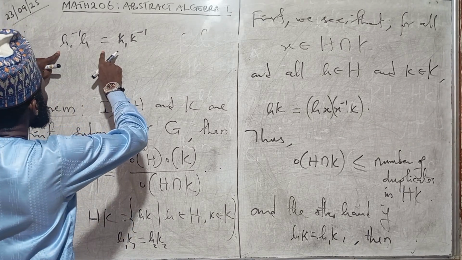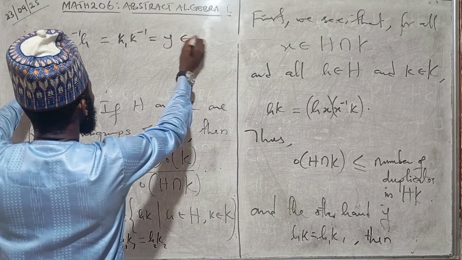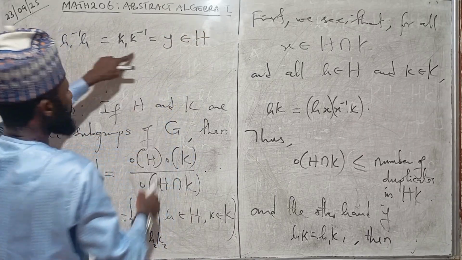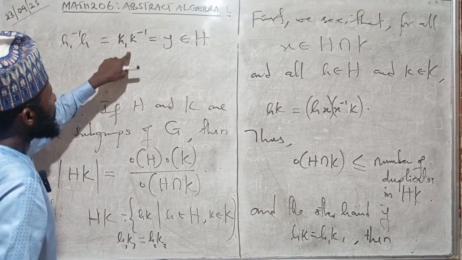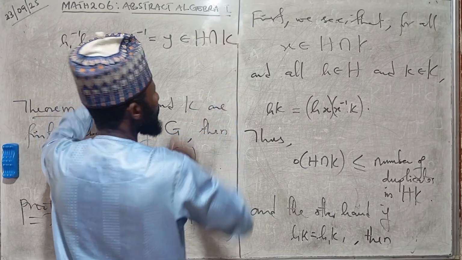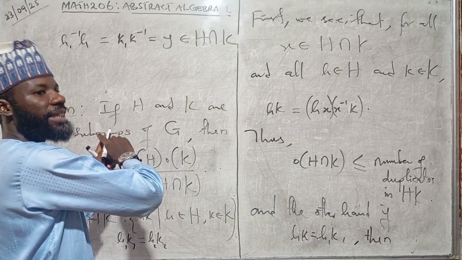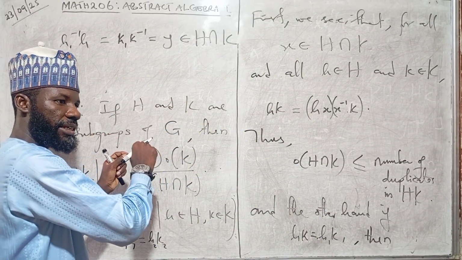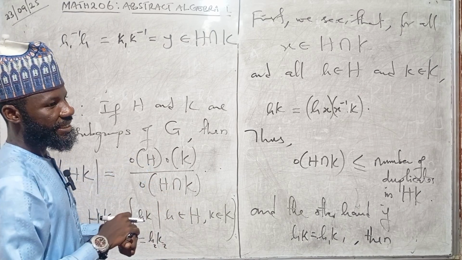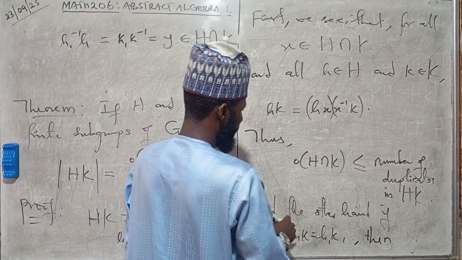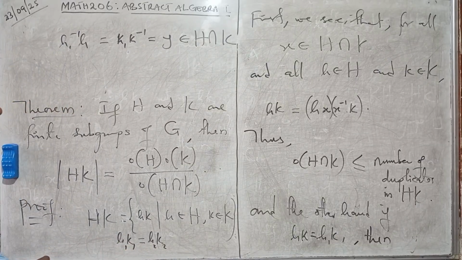So this element, call it y, will be an element in H and at the same time an element in K, because this is an element in H and also an element in K. So it is an element from the intersection. Every duplicate is giving rise to an element in the intersection. What is this telling us? That the number of duplicates is less than or equal to the number of elements in the intersection.